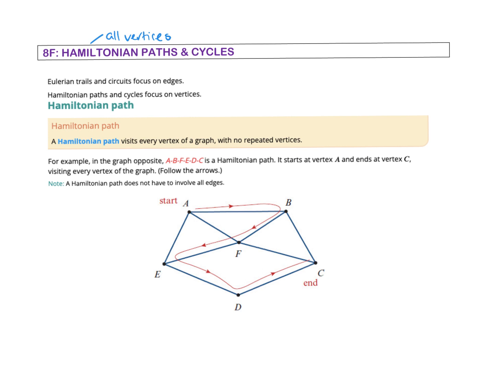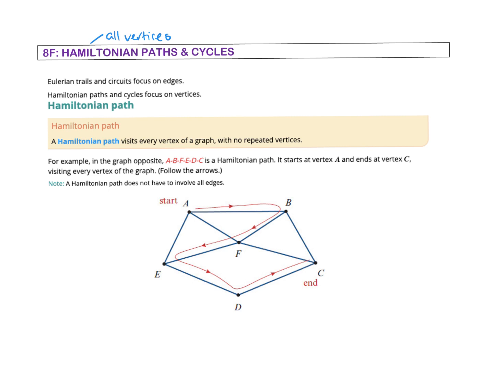A Hamiltonian path is when you go to every vertex in the network, but only once. So you don't repeat any, you only go once. And a cycle is where you do the same thing. It's a path where you go to every vertex, except you start and finish at the same one. So a Eulerian trail and circuit are to do with the edges, and a Hamiltonian path and cycle is to do with the vertices.